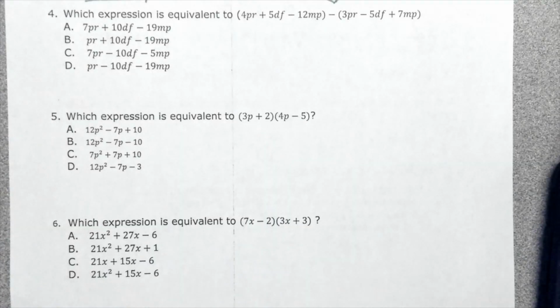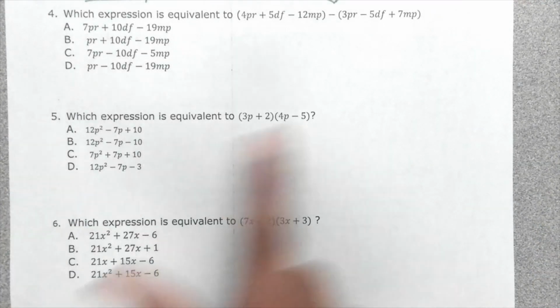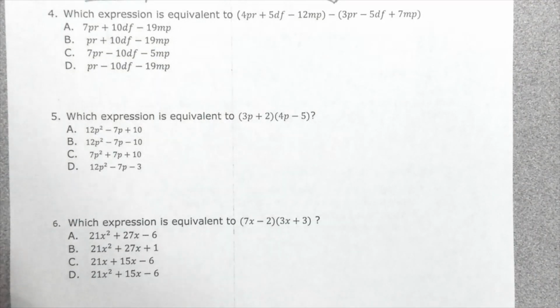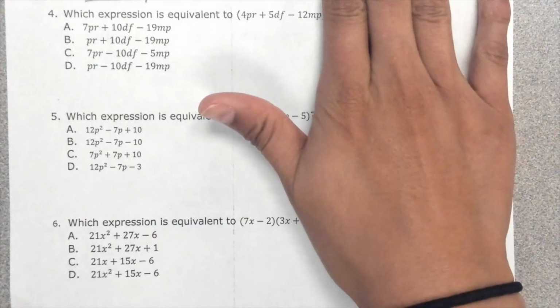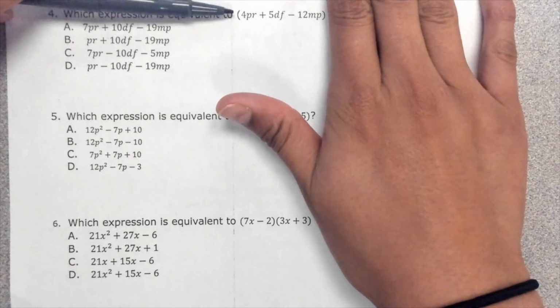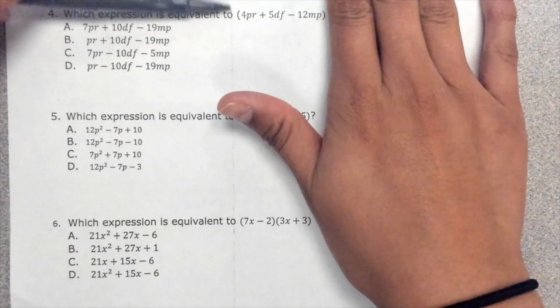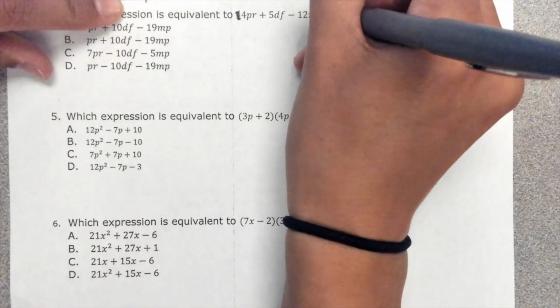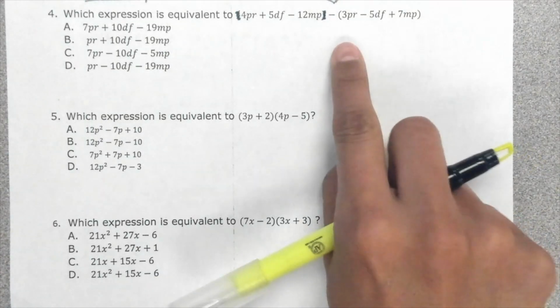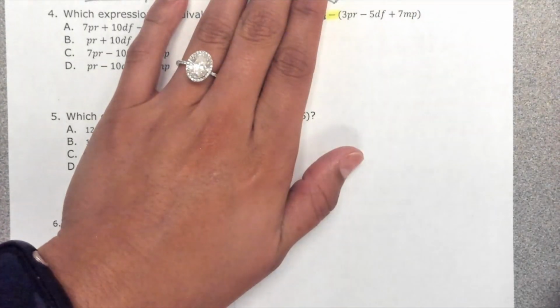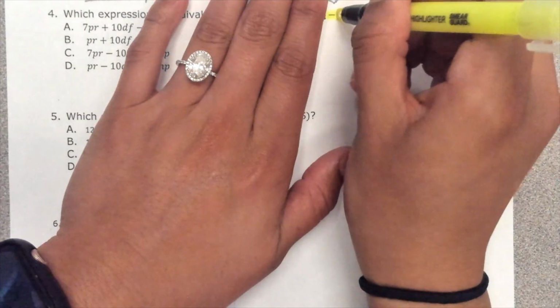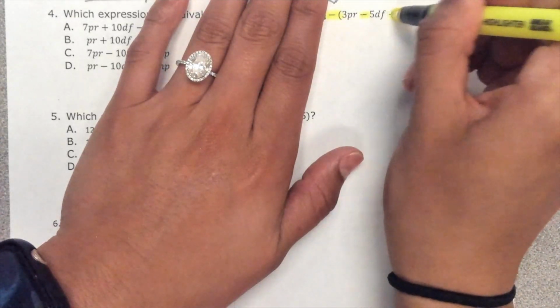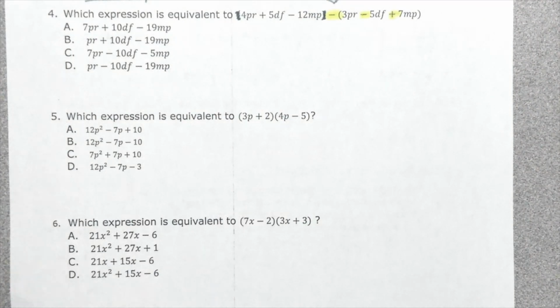Number 4 says which expression is equivalent to this really long one. Okay, so when we solve, we look at one parentheses at a time. Our parentheses here has nothing in front of our parentheses, which means we can just drop them. So I like to cross these parentheses out, which means we're dropping them. Okay. However, this parentheses over here does have something in front. It has a negative in front of my parentheses. So that means that negative is going to change all of these signs inside my parentheses when we multiply.